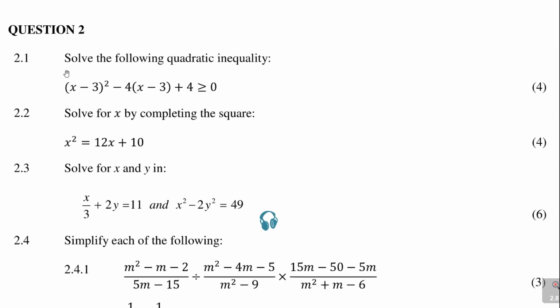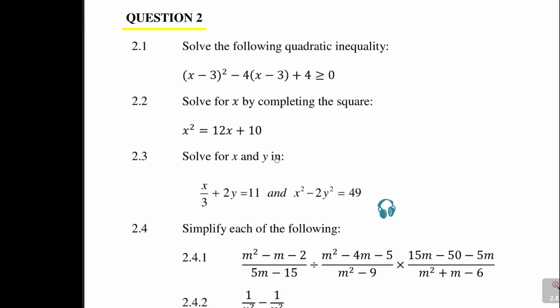Now, let's look at question number 2. This is algebra. It says in here on question number 2, solve the following quadratic inequality. Then they give you 4 marks. How do you approach that?